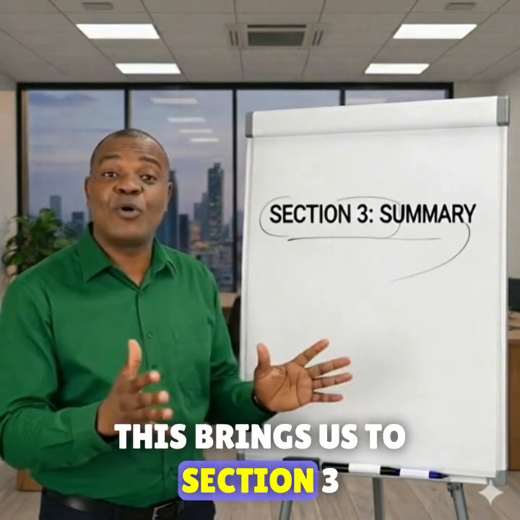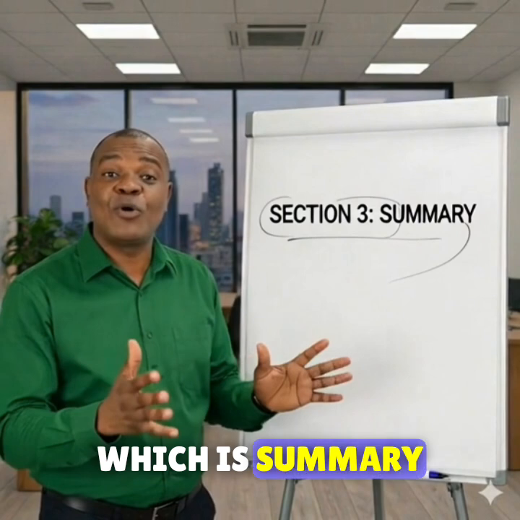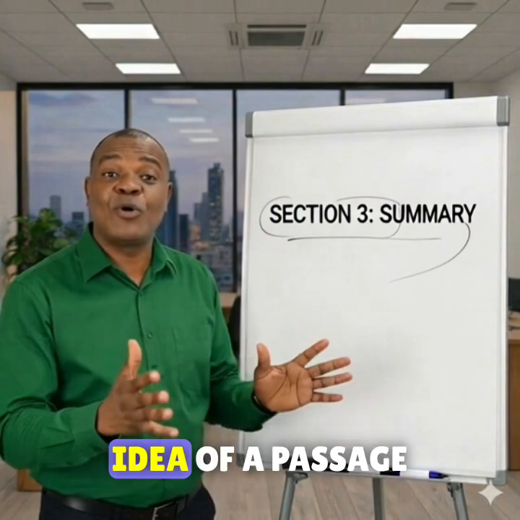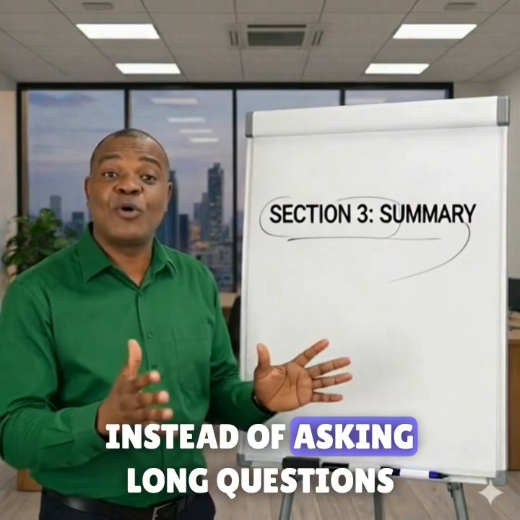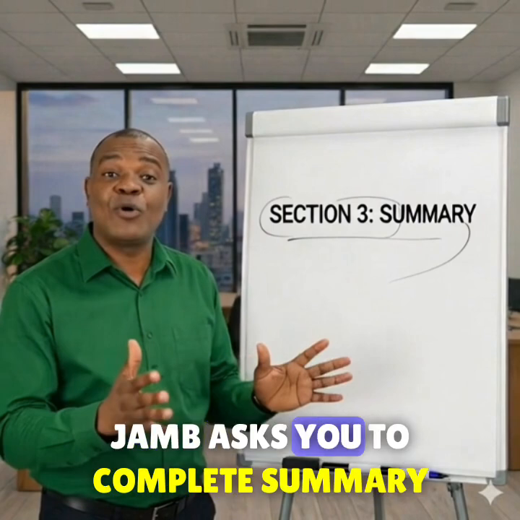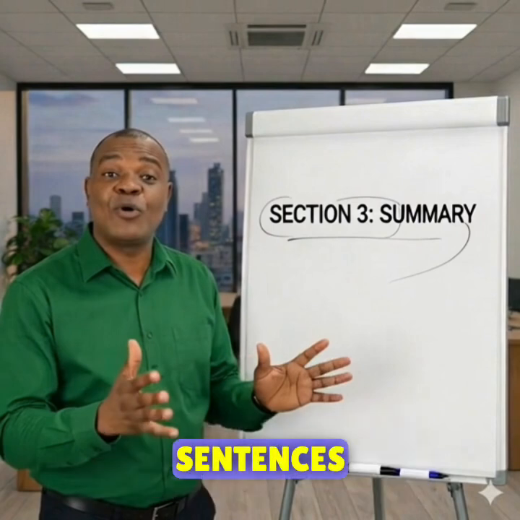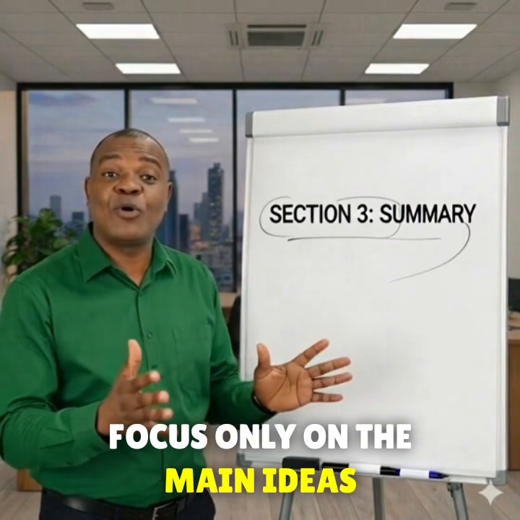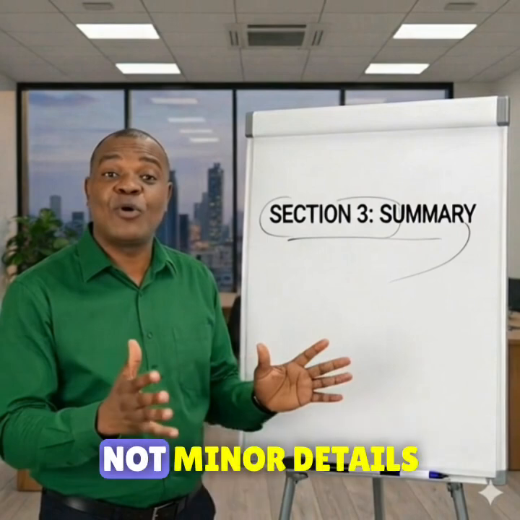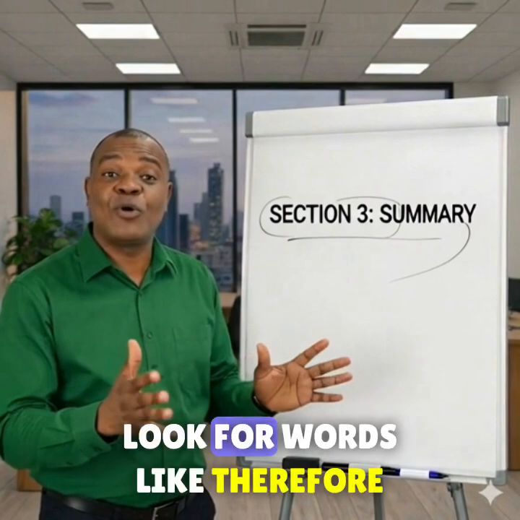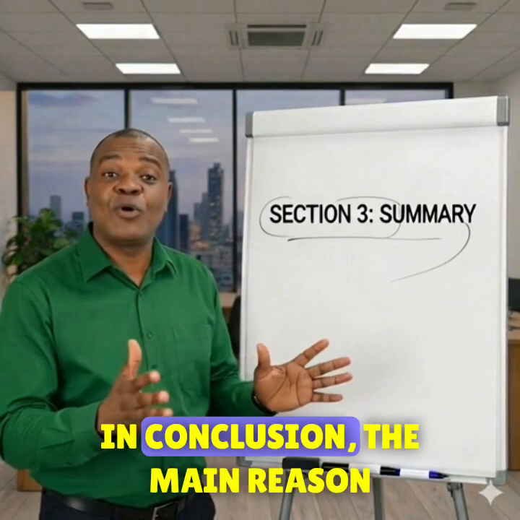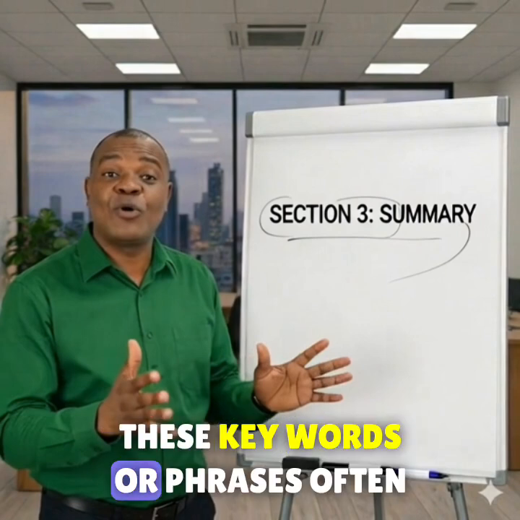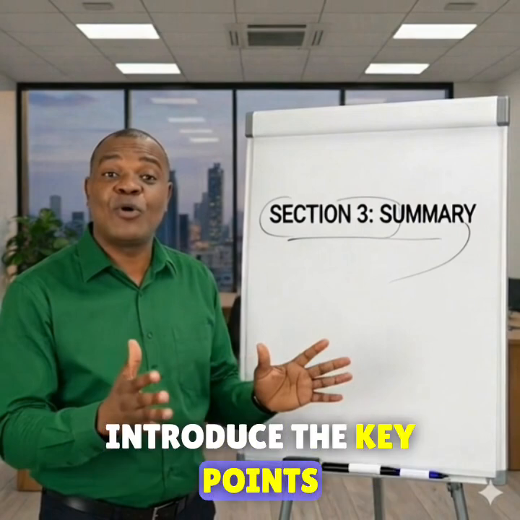This brings us to Section 3, which is Summary. This section tests your ability to identify the main idea of a passage. Instead of asking long questions, JAMB asks you to complete summary sentences. And here is the tip for this section. Focus only on the main ideas, not minor details. Look for words like therefore, in conclusion, the main reason, the result. These key words or phrases often introduce the key points.